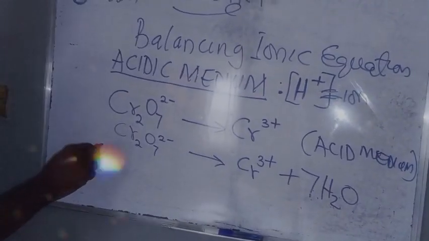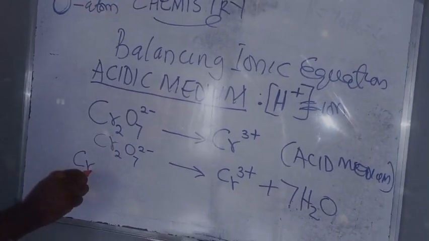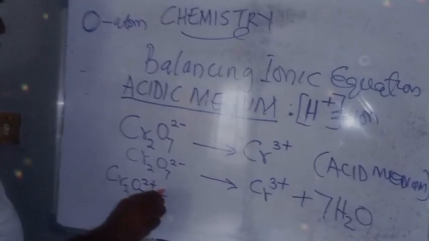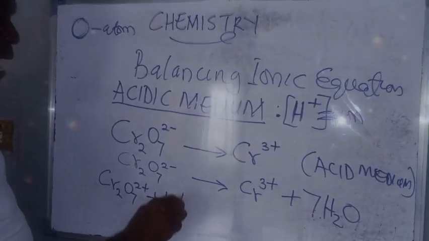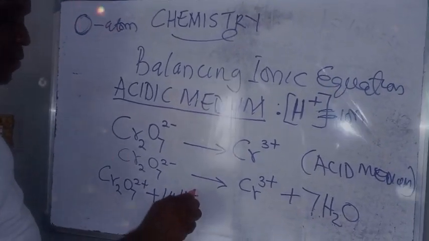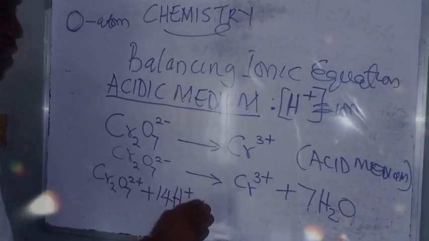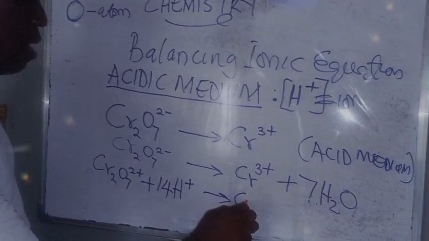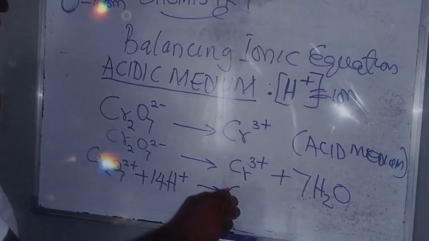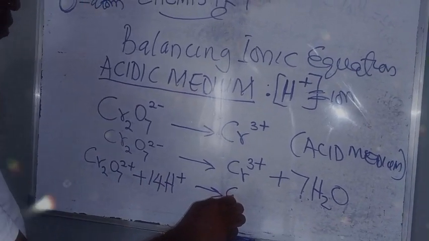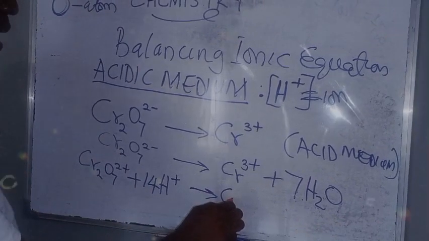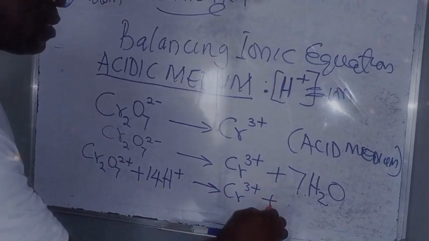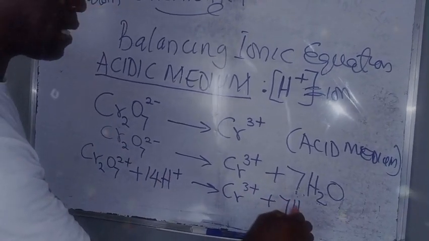So that means I'm going to have Cr2O7 2 minus plus 14 hydrogen ions, giving me Cr3 plus there, plus 7 molecules of water that is here.